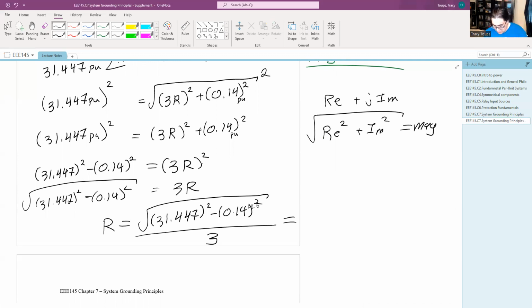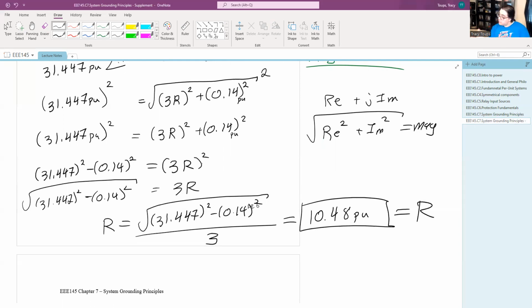Let's get the calculator out. Okay, actually, I already did it. So, I got 3.1. Yeah, let me just go with the calculator. 1.447 squared minus 0.14 squared, power to 0.5 for square root, divided by 3. I got 10.48 per unit. I might have rounded this just slightly off. I think my notes say 10.45 or whatever. This is close enough. So that's our R.